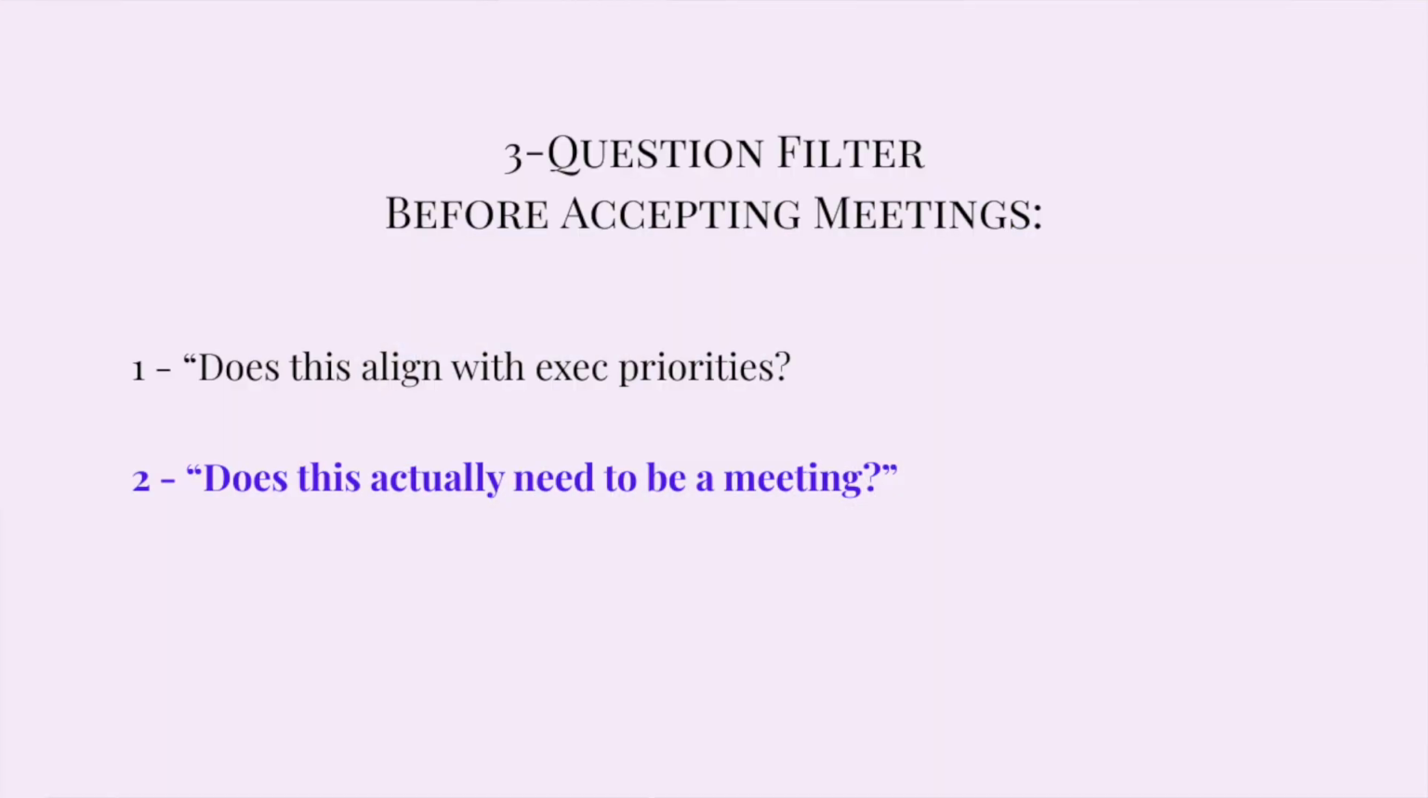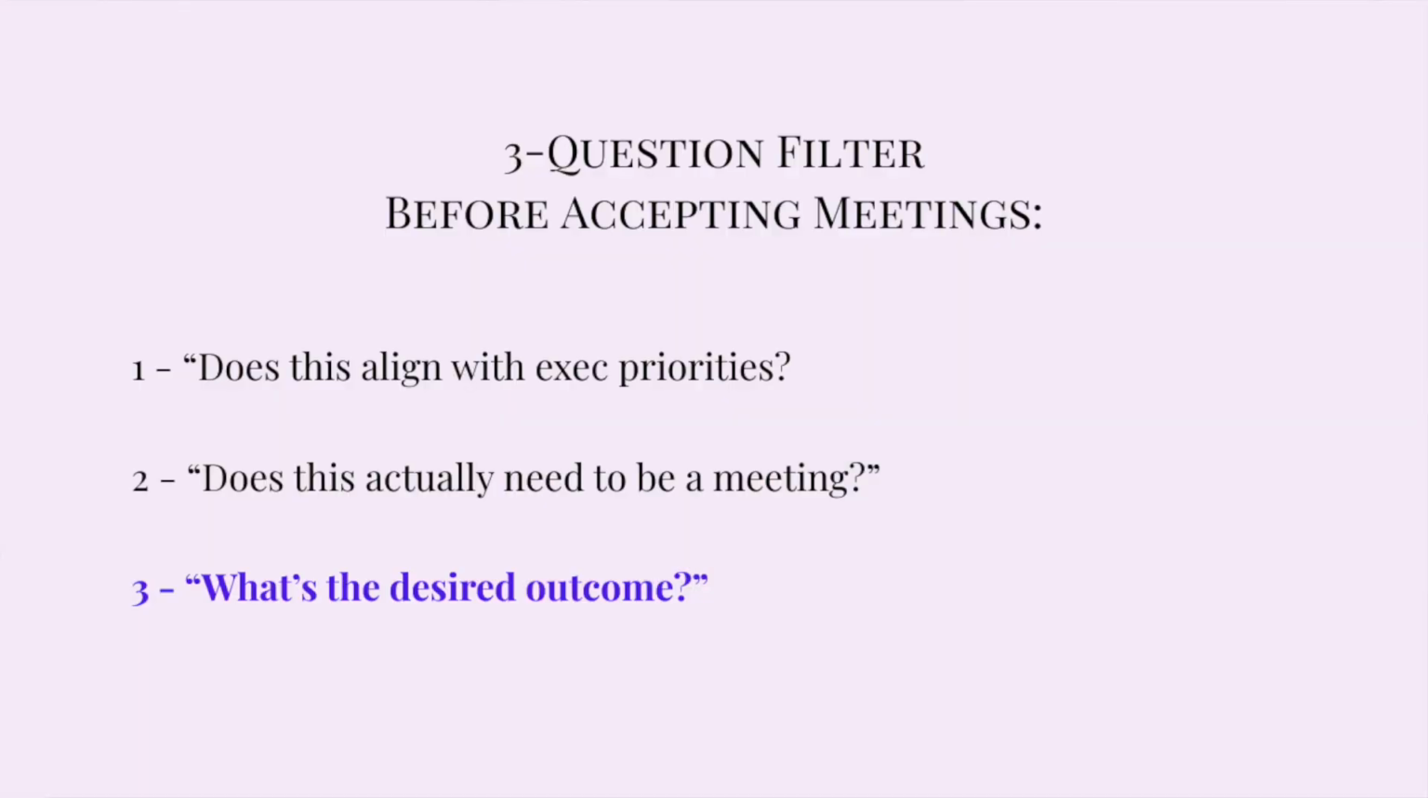Question number 2, does this actually need to be a meeting? Could this be an email or a Slack or Teams message, or even a quick call instead? And number 3, what's the desired outcome? If a meeting request doesn't have an agenda, you should ask for one. If there's no agenda, there's no meeting. This trains people to come prepared. The last one is the no script. These are my go-to messages when declining meetings or requesting to have them rescheduled.